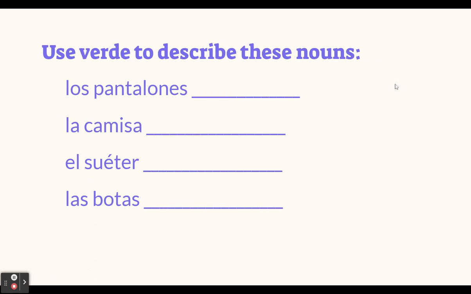Now we're going to do the same, but with verde. Notice verde ends in an E, so we only have to worry about the singular nouns versus the plural nouns. So we have los pantalones verdes, la camisa verde, el suéter verde, las botas verdes.